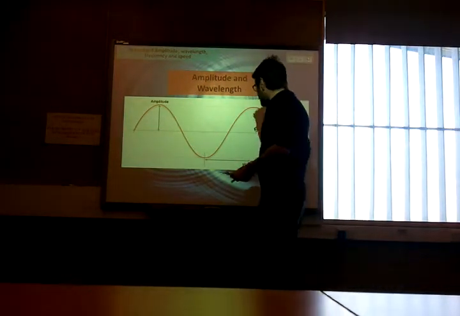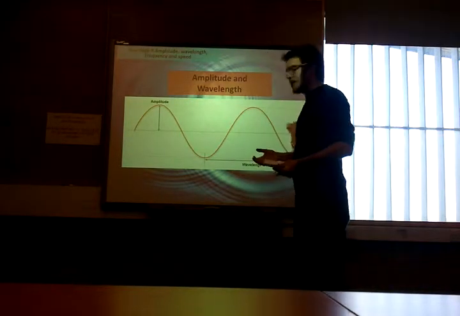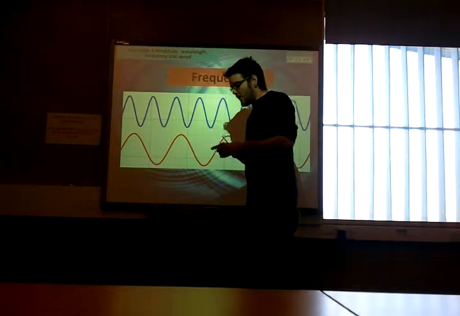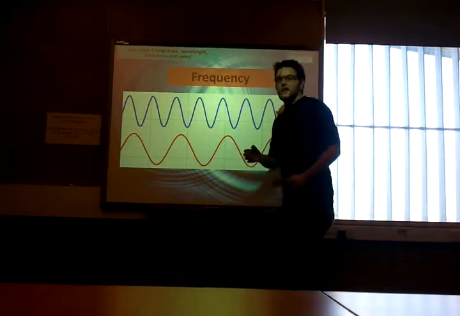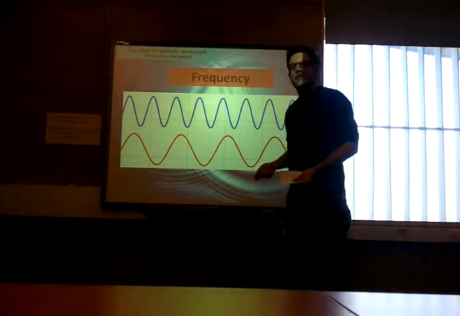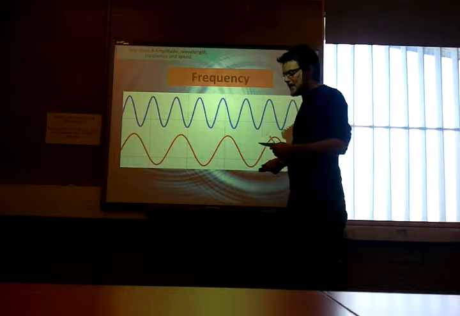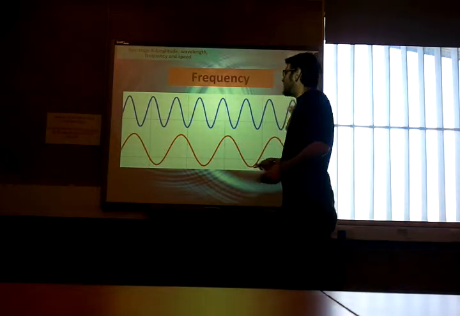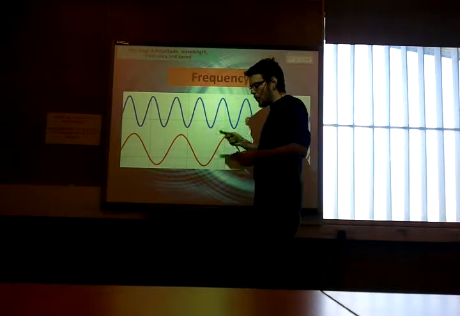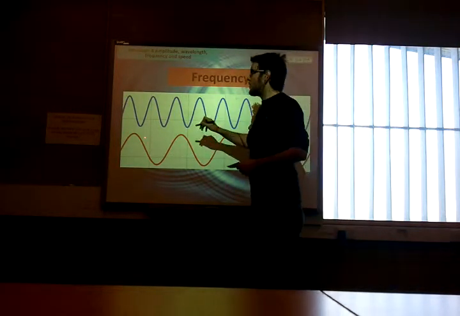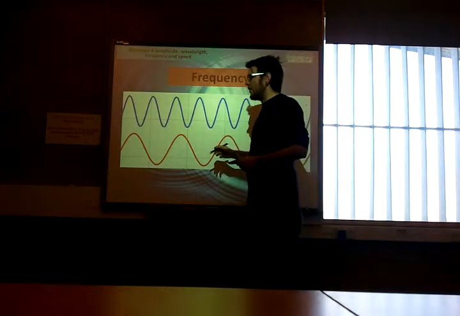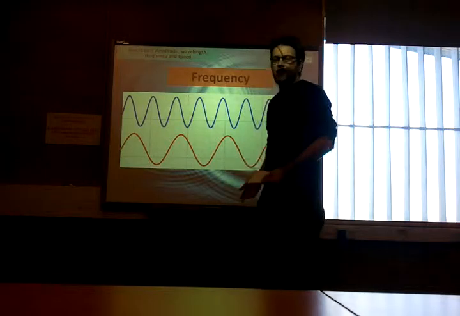So what happens if you change amplitude or you change wavelength? This is where you come into something called frequency. Frequency can be explained in two ways, which sound a little bit different, but effectively mean exactly the same thing. It's either the number of complete waves per second, or the number of complete waves that pass a particular point per second. They mean exactly the same thing.